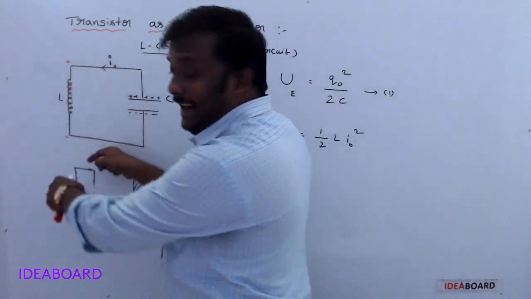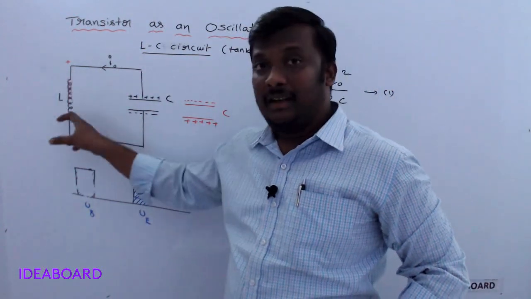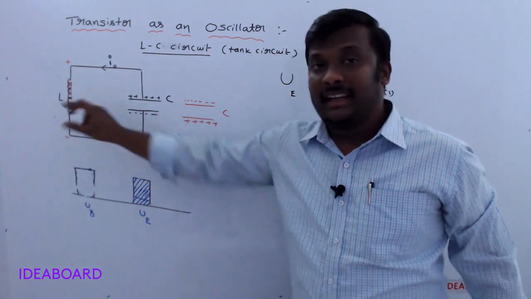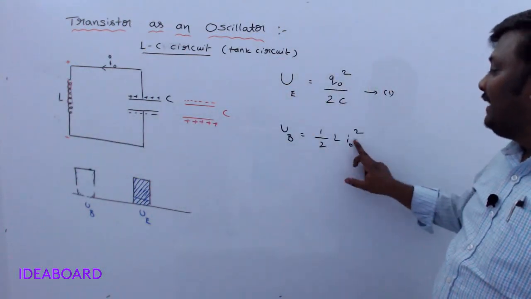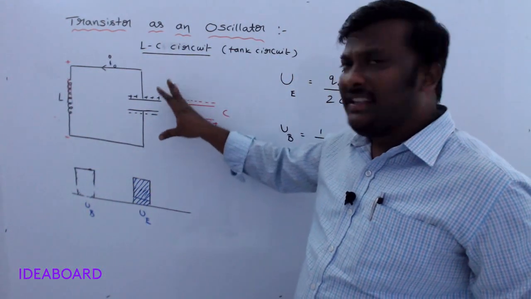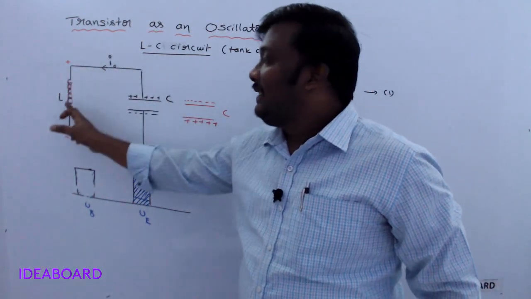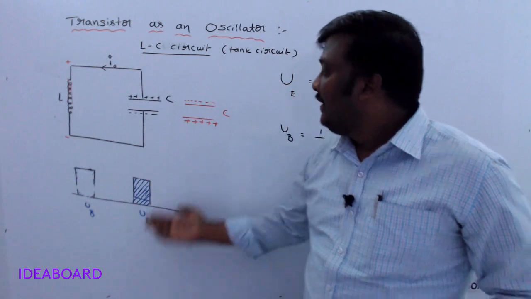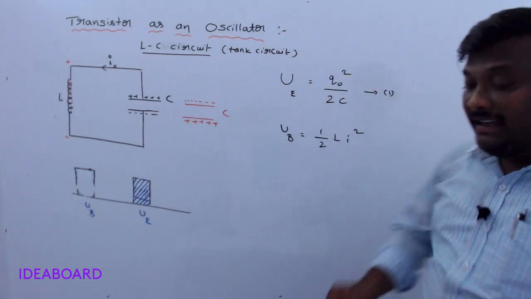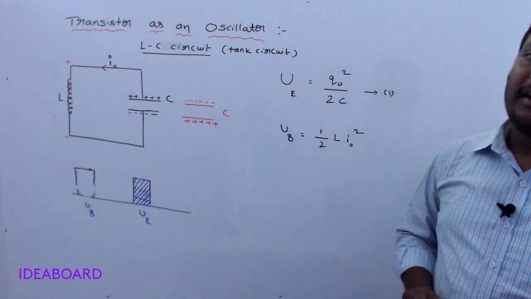Around the inductor, a magnetic field is developed. Clear now? So, this magnetic field creates magnetic energy. It is stored as magnetic energy within the inductor. That value is half L i square. Clear? So the capacitor is continuously discharging. When the capacitor is continuously discharging, the inductor's magnetic field is increasing. Whenever the magnetic field increases, the U_B value also increases until it reaches the maximum value of L i naught square.